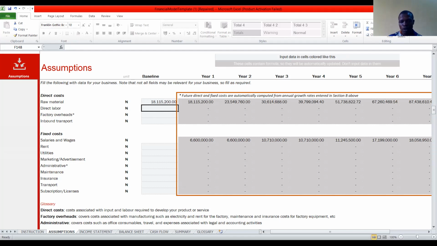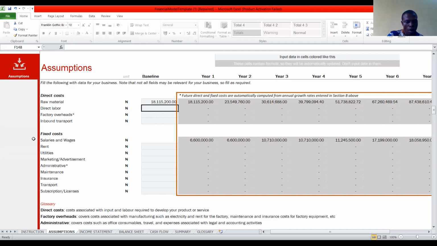Direct labor. How much do we project for direct labor? Direct labor is 306,300 per month. So by the time you multiply that by 12, 306,300 times 12, that's going to give us 3,706,775.